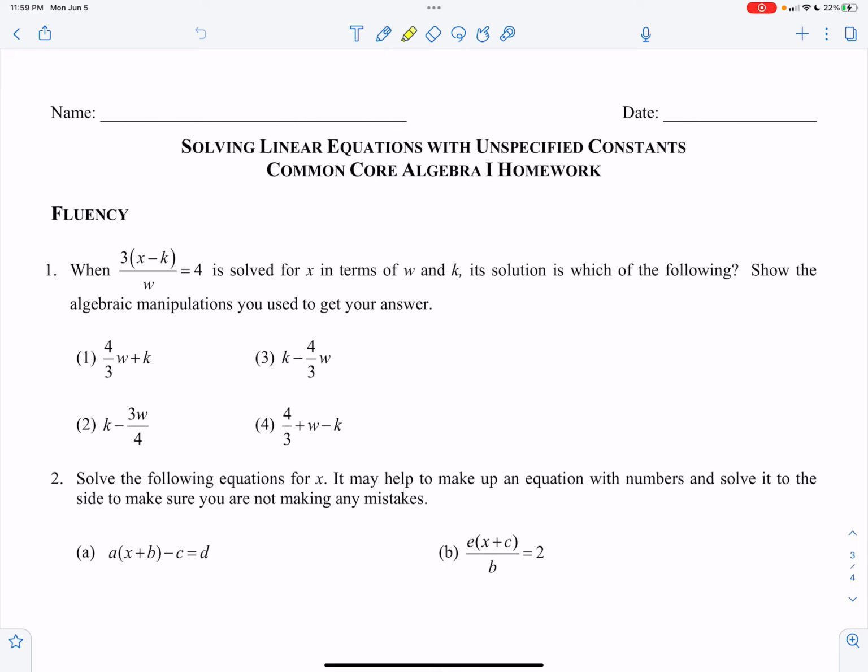Okay, what does this mean here? We already know what solving linear equations means. That just means an equation with one variable where x is written to the first power. But unspecified constants, what that means is you have an equation with a whole bunch of letters. You might have some numbers thrown in there, but you have a whole bunch of letters that are going to stand for certain variables, okay?